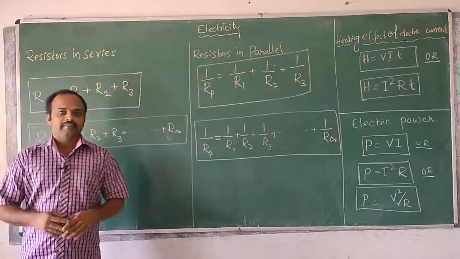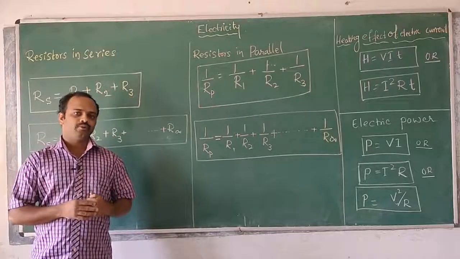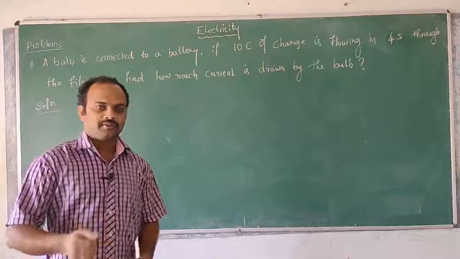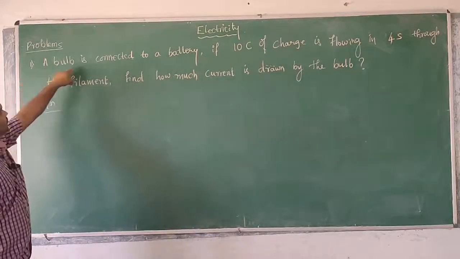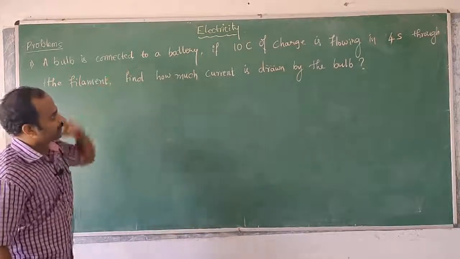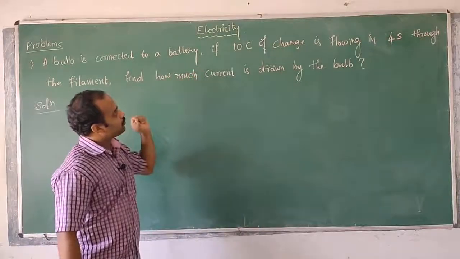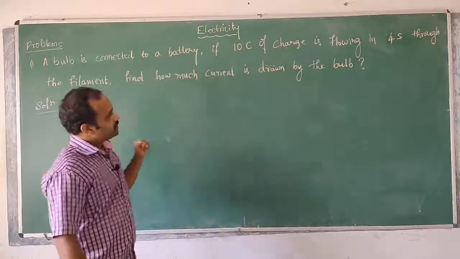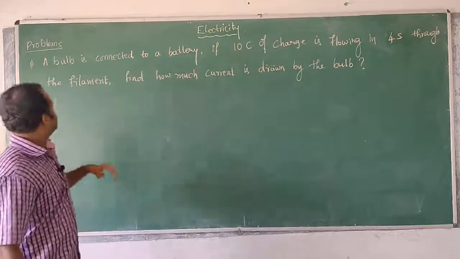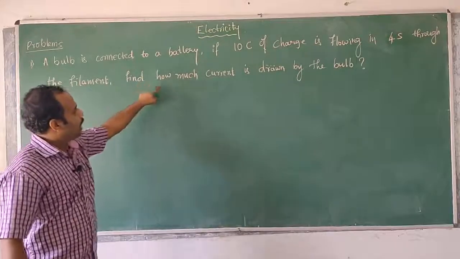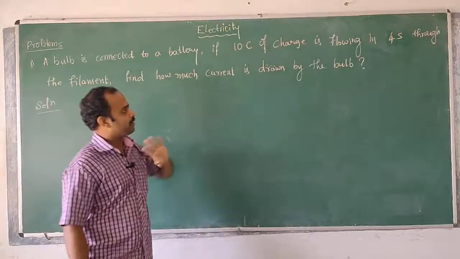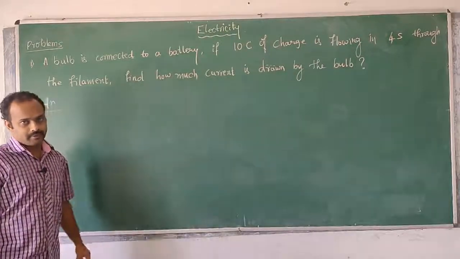Okay students, we will solve the problems one by one. Okay students, here is the first problem. A bulb is connected to a battery. If 10 coulomb of charge is flowing in 4 seconds through the filament, find how much current is drawn by the bulb.